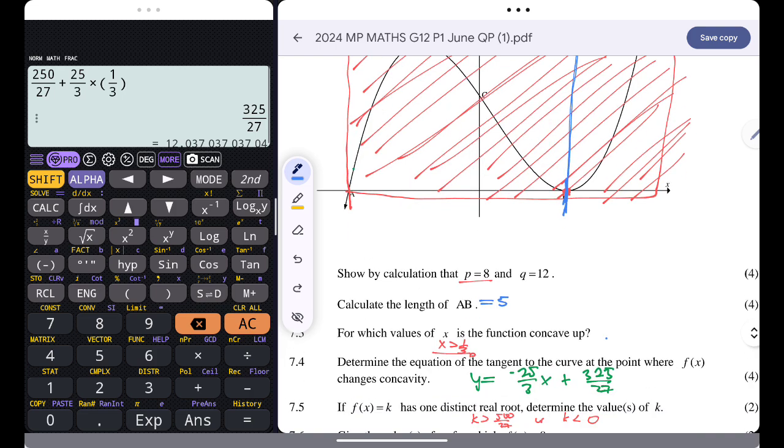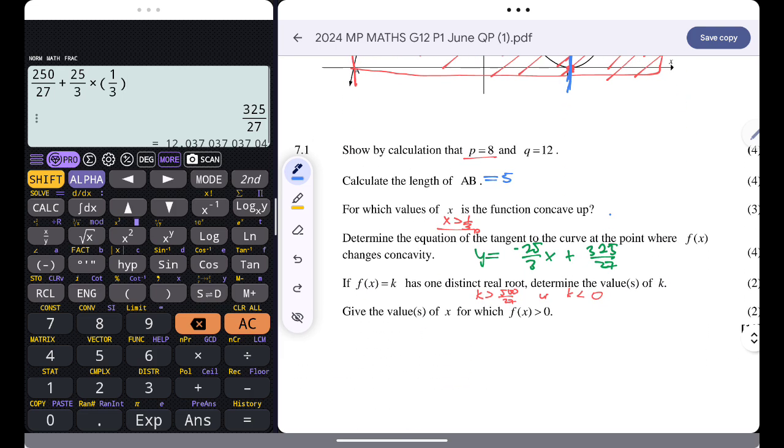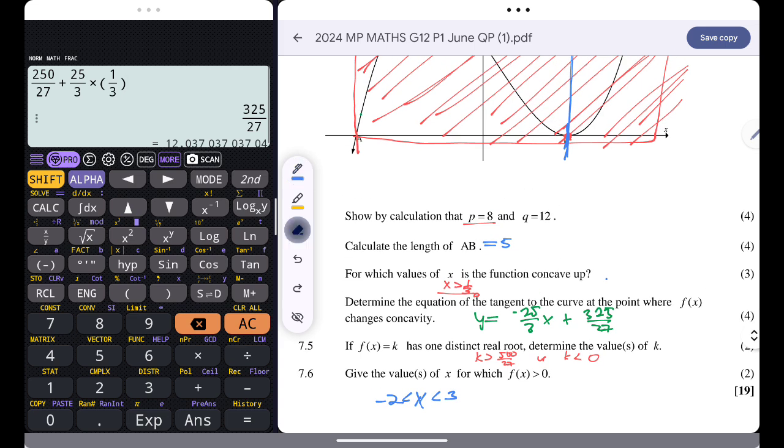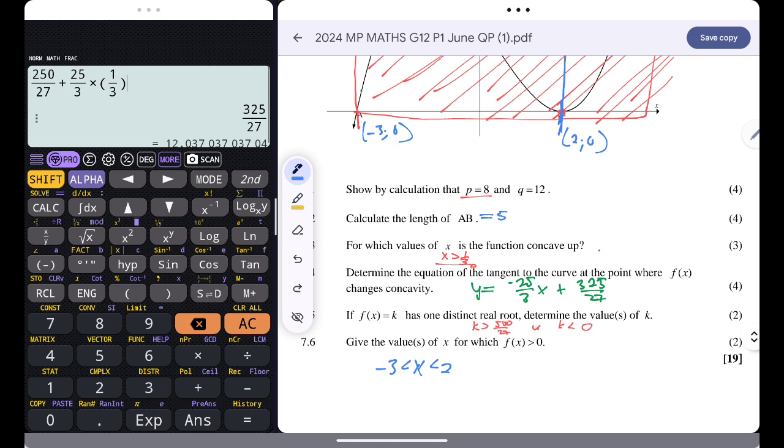So for me to express this answer, I can simply say x is in between -3 and 2. Remember that the x value over there was just -3, and the x value at B is 2, and 0. So between these 2 points, my graph is above the x-axis, and also whenever x is greater than 2, my graph will simply be above the x-axis.